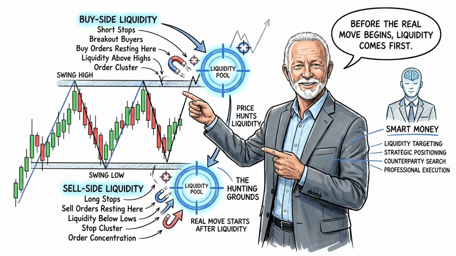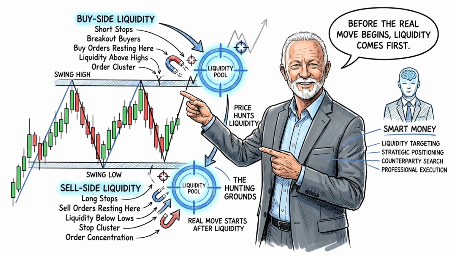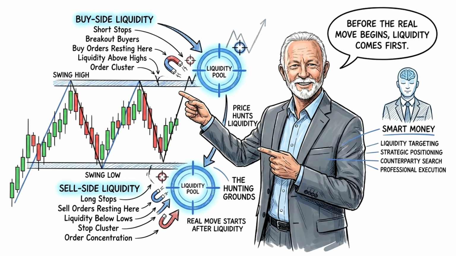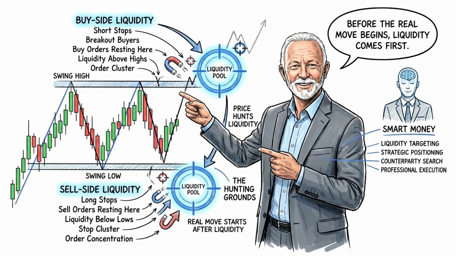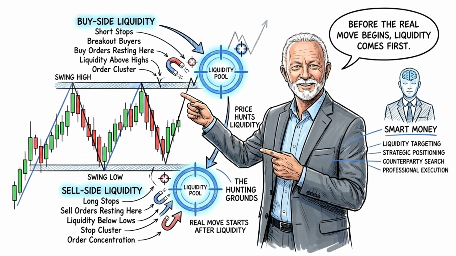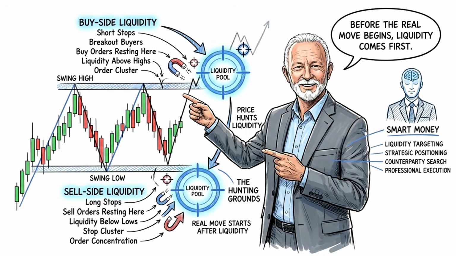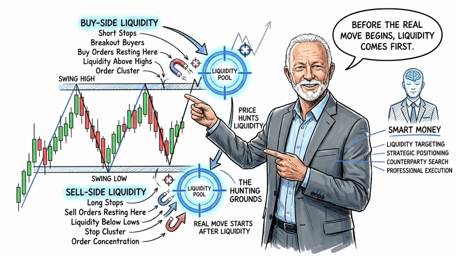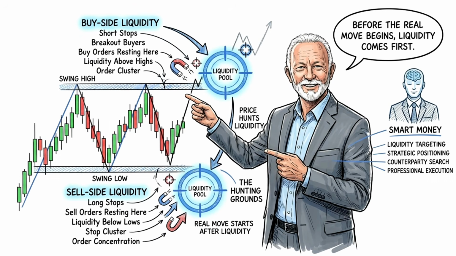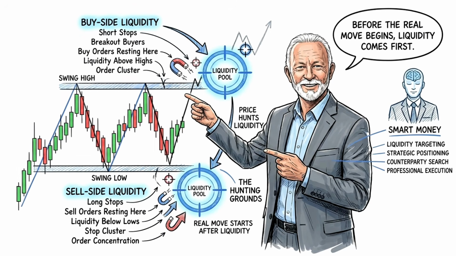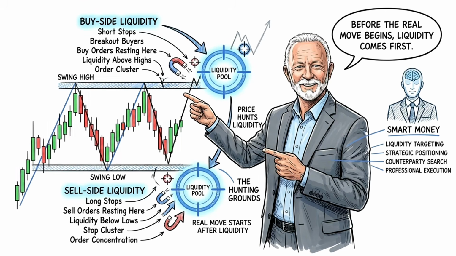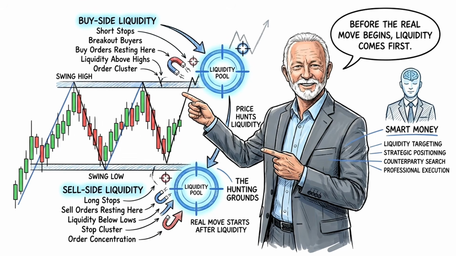A swing high with stop losses sitting just above it is called buyside liquidity. There are buy orders from shorts being stopped out or breakout buyers sitting up there. A swing low with stop losses just below it is sellside liquidity. Sell orders from longs being stopped out. These are the hunting grounds. This is where price goes first before making its real move.